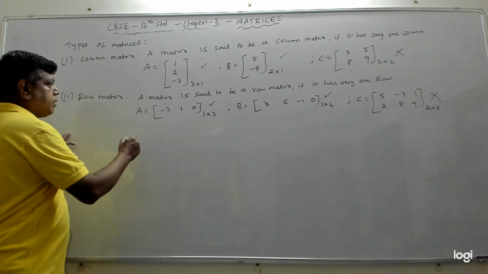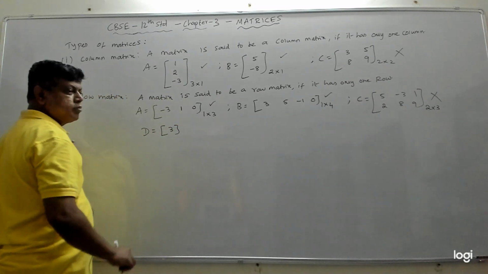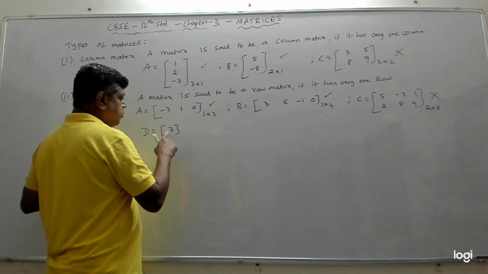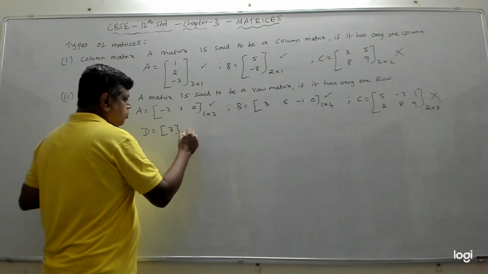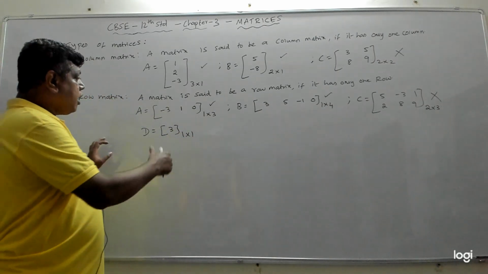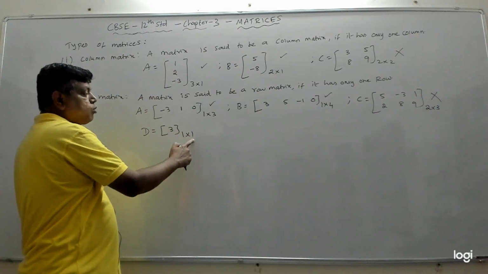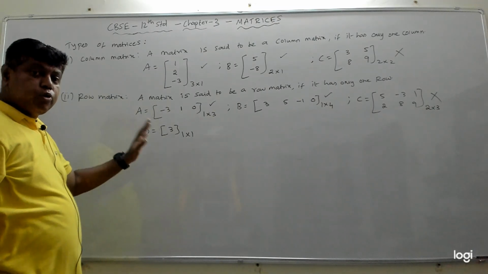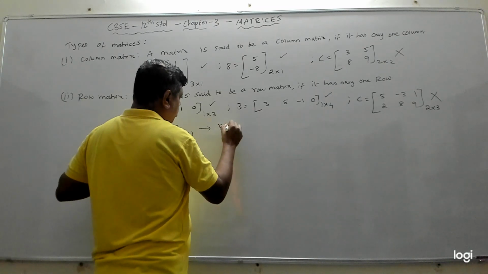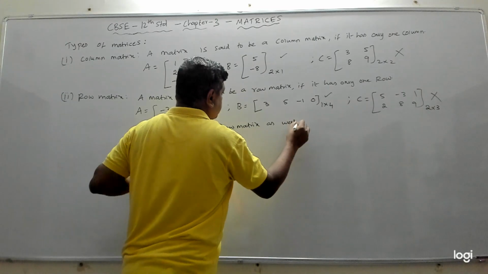Suppose you take another matrix D. D is this one: 3. This is a matrix. Now what is the number of rows? Only 1 row. Number of columns is also 1. So the order of this is 1 cross 1. So it is called a row matrix because it has only one row. It is also called a column matrix because it has only one column. So this matrix D is both a row matrix as well as a column matrix.